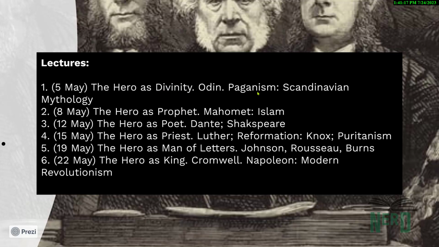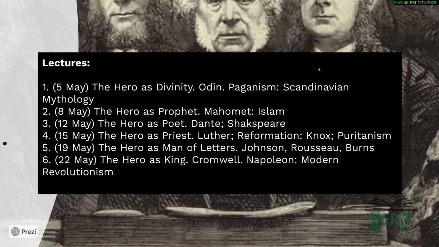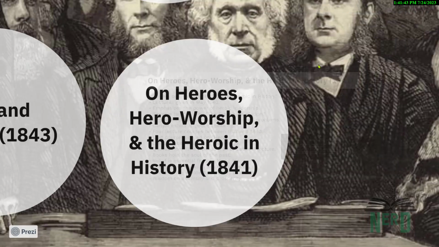So in the first lecture, he talked about paganism, Odin, Scandinavian mythology, and in the second lecture, he talked about the prophet Muhammad. Then we have the poets Dante, Shakespeare, and the priests Luther, Knox, Puritanism. So many. So remember all these, that there are 6 lectures, and based on all these points and particular figures.